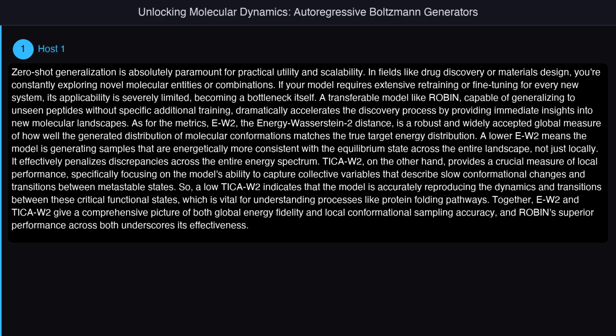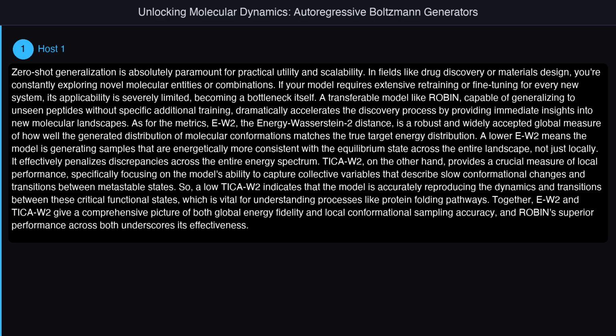As for the metrics, EW2, the energy Wasserstein-2 distance, is a robust and widely accepted global measure of how well the generated distribution of molecular conformations matches the true target energy distribution. A lower EW2 means the model is generating samples that are energetically more consistent with the equilibrium state across the entire landscape, not just locally. It effectively penalizes discrepancies across the entire energy spectrum.